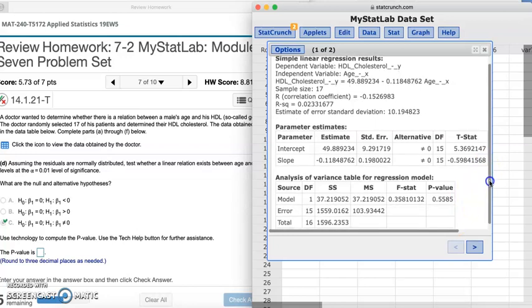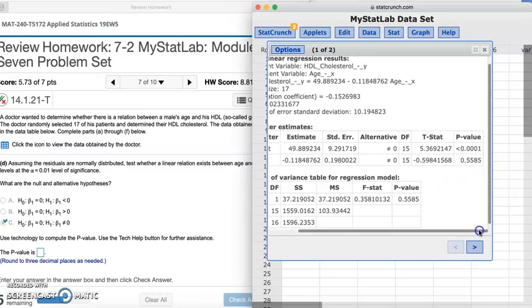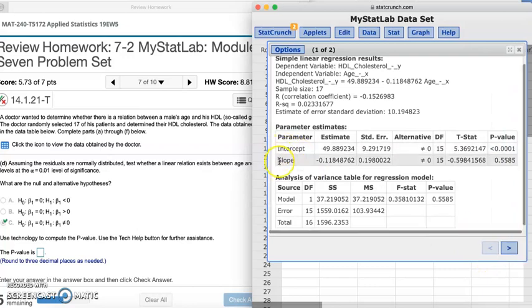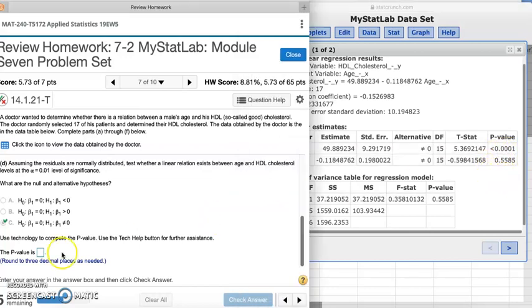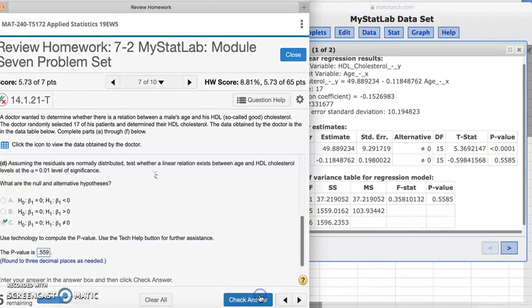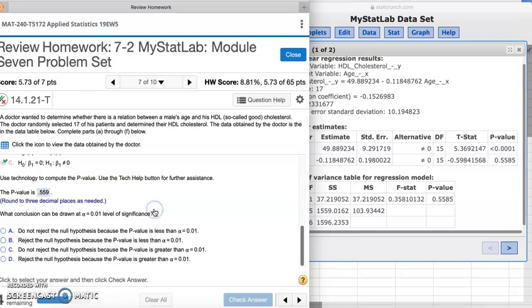So when we go down here and we scroll over, we see our p-value. So we're going to put that in. We're looking for the slope. Remember, we're trying to see if there's a linear relationship. That means we're looking at the p-value of the slope. So in this case, we have to round to 3 decimal places. That's going to be 0.559. Check answer. Good job.